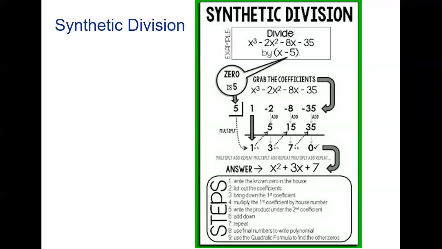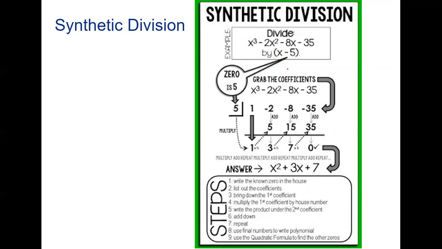All right, so we are using synthetic division today. Hopefully it rings some bells. Synthetic division is when you're dividing a polynomial by a linear. So if I have x minus 5, that's a linear, right? Because it's a first degree polynomial.